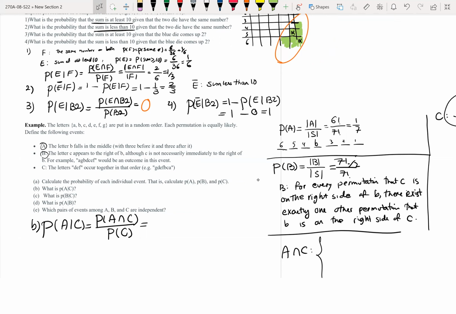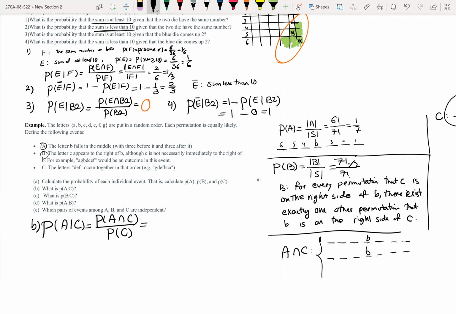A says the letter B falls in the middle. 1, 2, 3, 4, 5, 6, 7. Okay. So what was it? The letter B falls in the middle. That's A. C: the package of D, E, F are together.